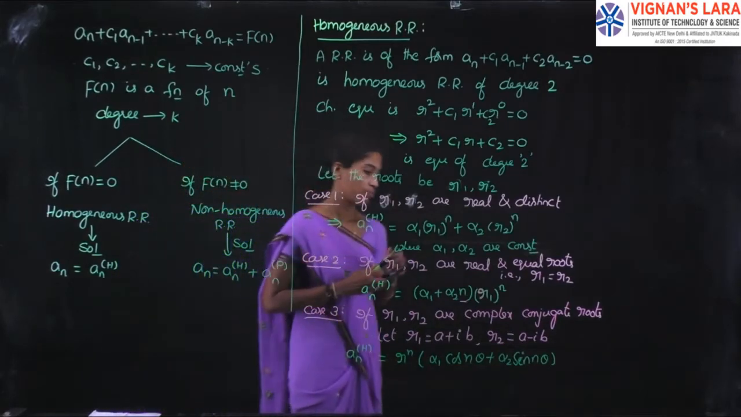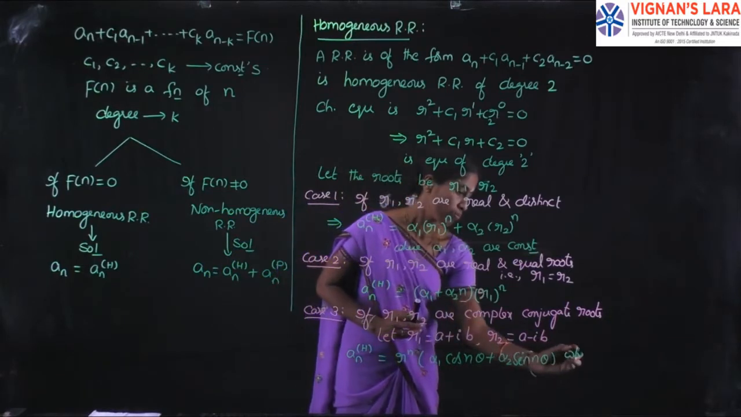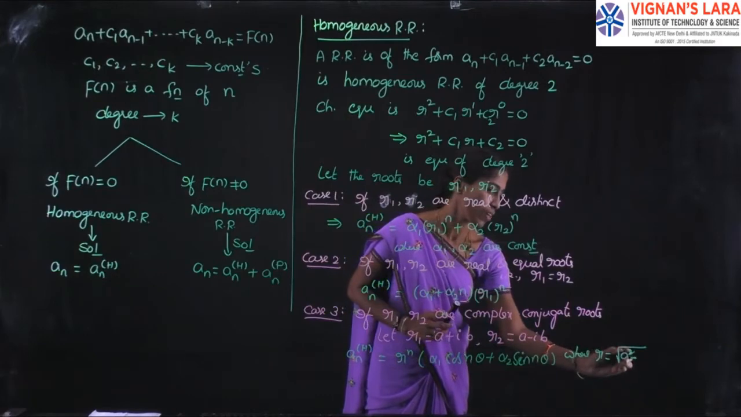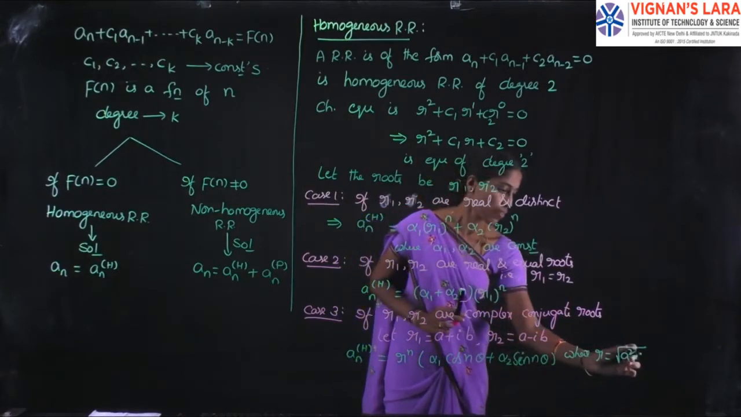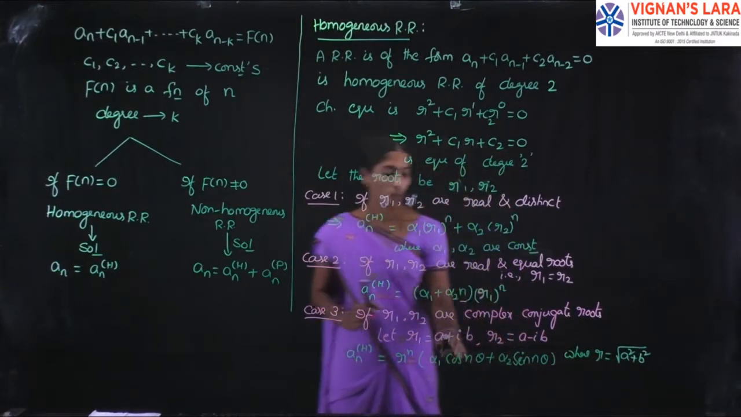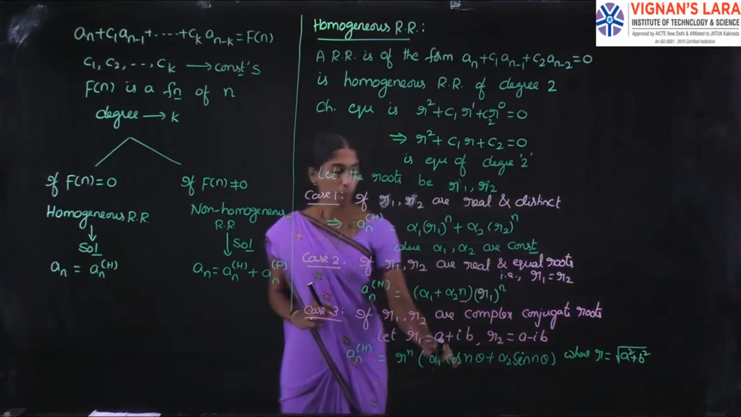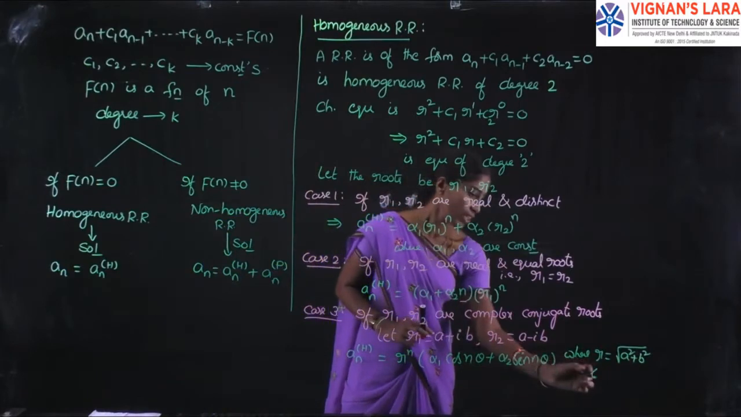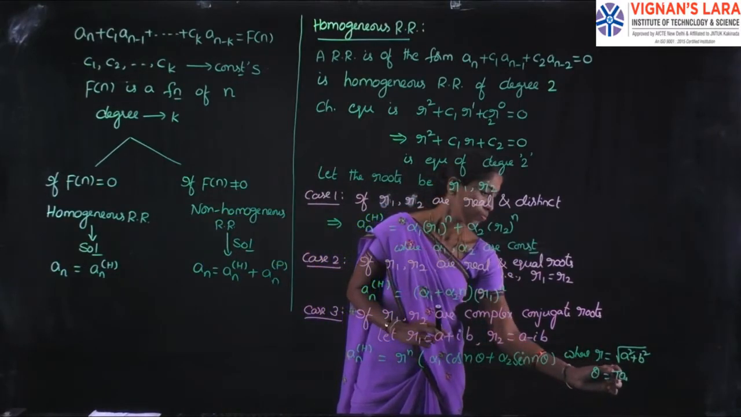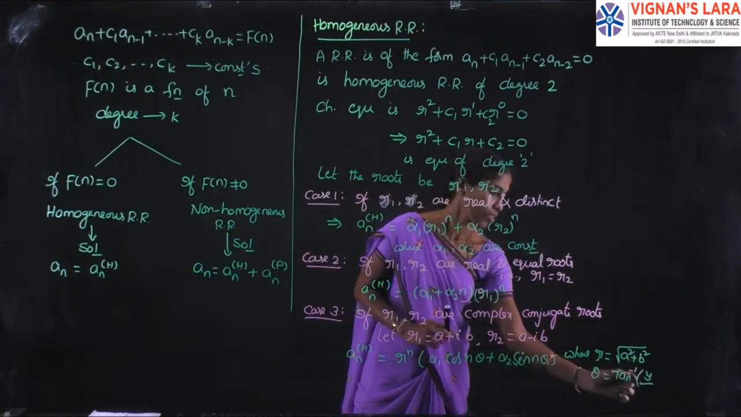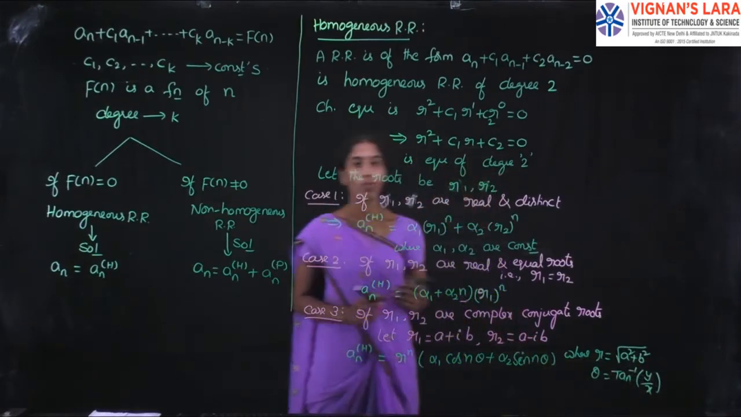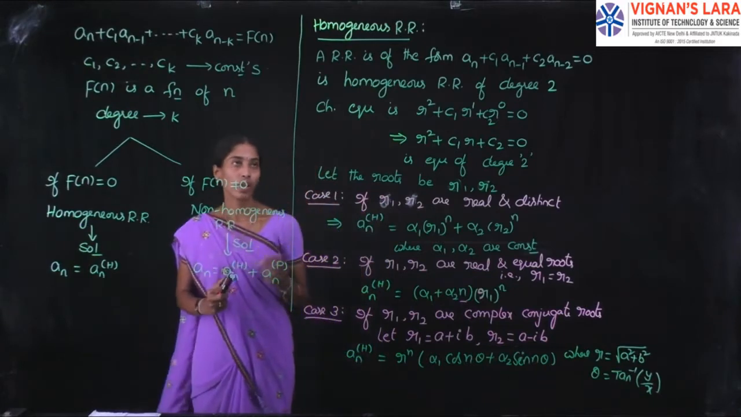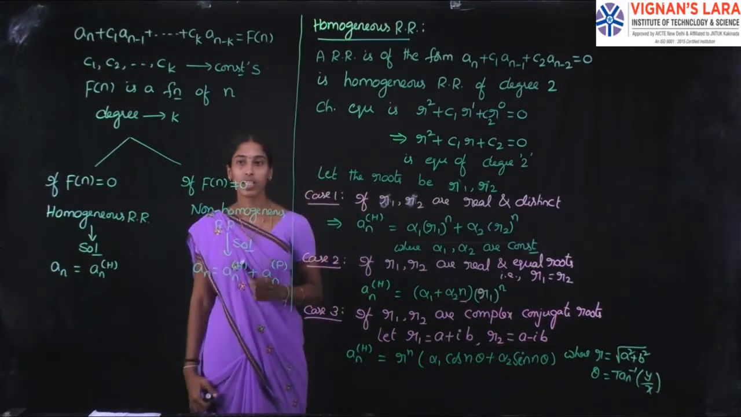Where r is equal to square root of a square plus b square. What is a? a is the real part of the complex number and b is the imaginary part of the complex number. Theta is equal to tan inverse of y by x, right? This is the procedure to find the solution of a homogeneous recurrence relation.